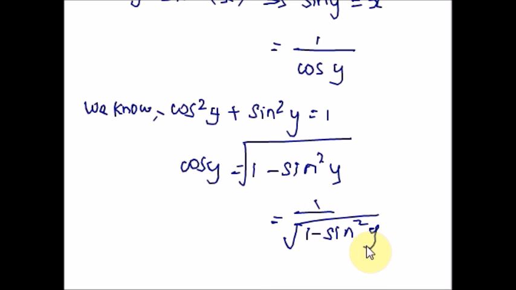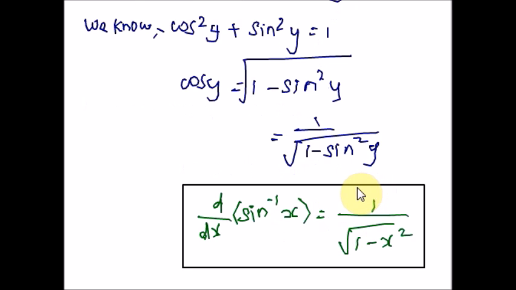So putting all of this together gives the following derivative. That's it for the inverse sine. Hope you're clear with this problem. Okay, now let's take a look at the inverse cosine.